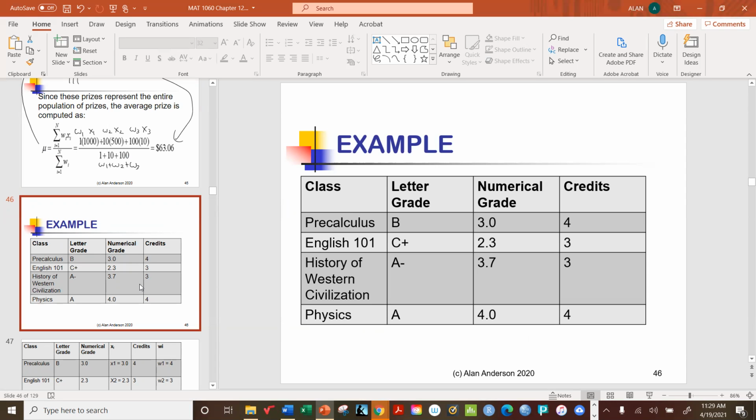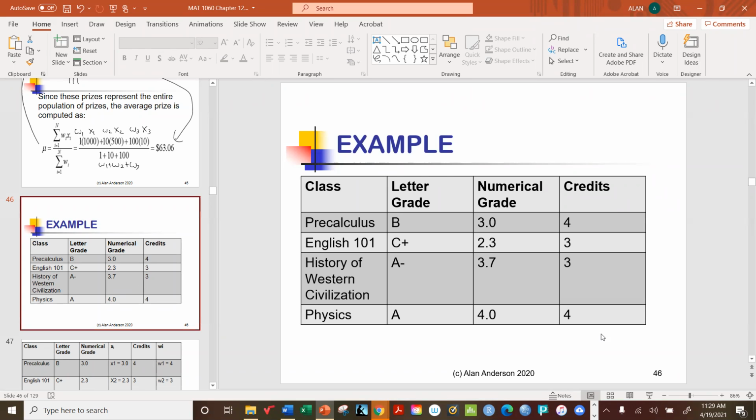For example, a B is worth 3.0 points. A C plus is worth 2.3. A minus is 3.7. And A is a 4. And then on the far right, we have the number of credits. 4 for pre-calc and physics, because they're math and science courses. 3 for the social science courses, like English and history. That's pretty normal. I don't know, every school is different. I don't know if this is how it's done at Purchase, but let's just say that this is how it works here.